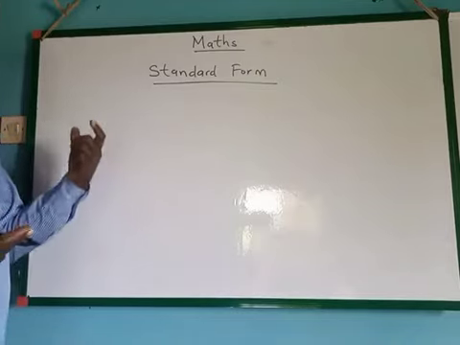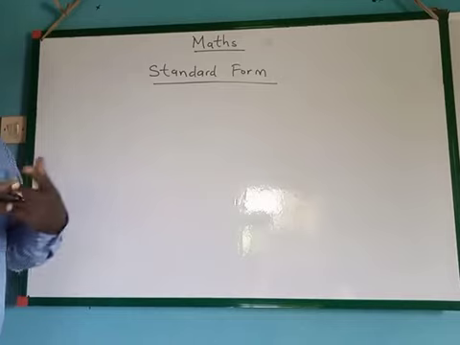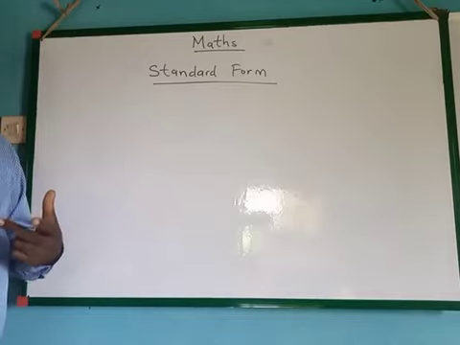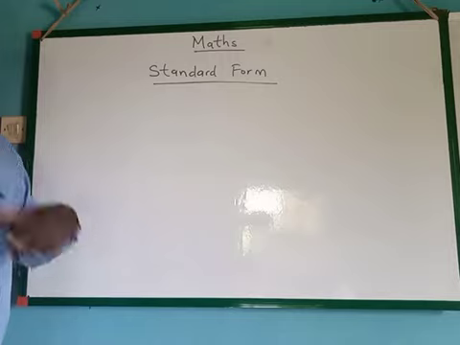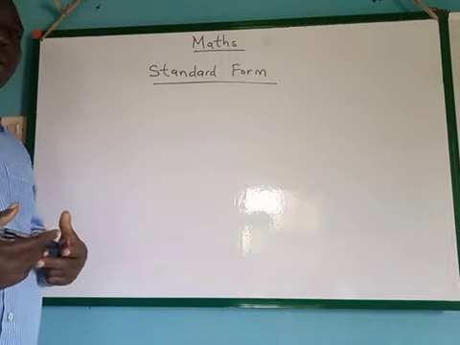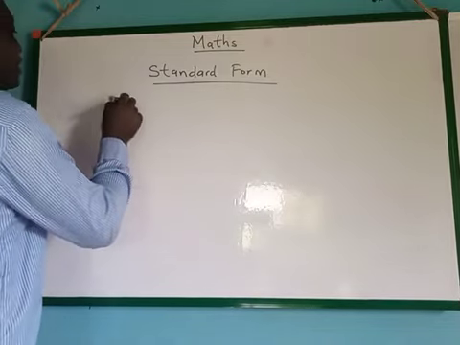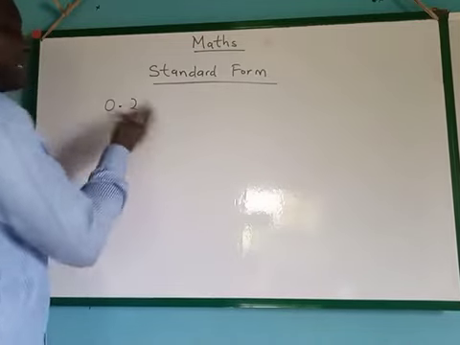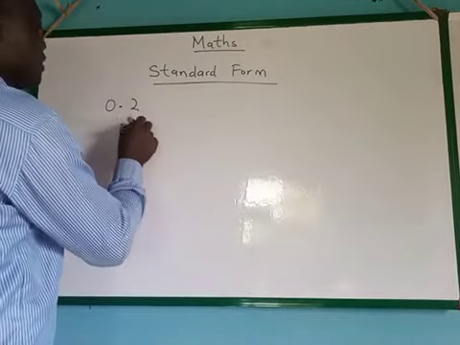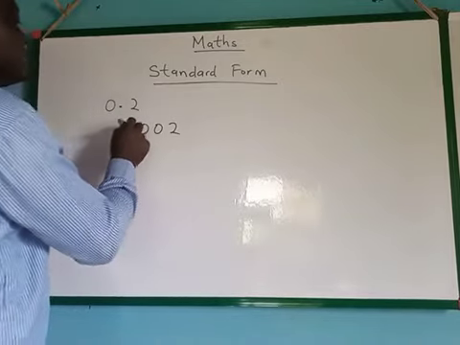In our last videos, we dealt with numbers that are greater than 10. Today we are going to be looking at numbers that are less than 1. Numbers that are less than 1 are numbers like 0.2, which is less than 1, and 0.002, which is also less than 1.